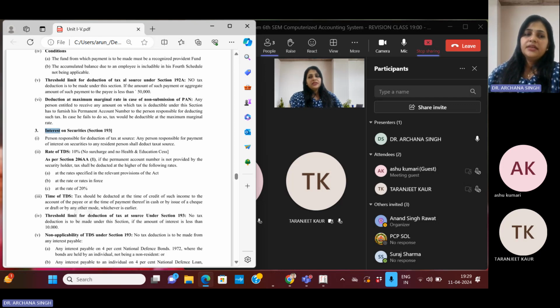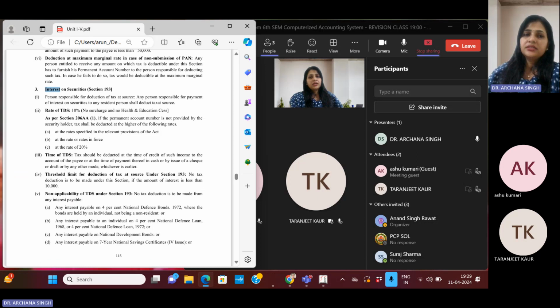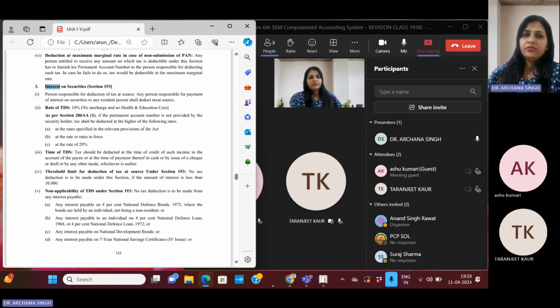Okay, then deduction at maximum marginal rate in case of non-submission of PAN. If the person has not submitted their PAN number, then in that case the deduction will be at the maximum marginal rate.